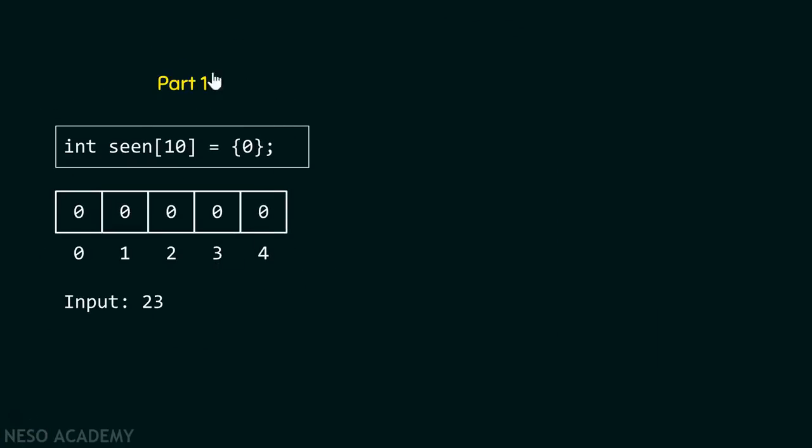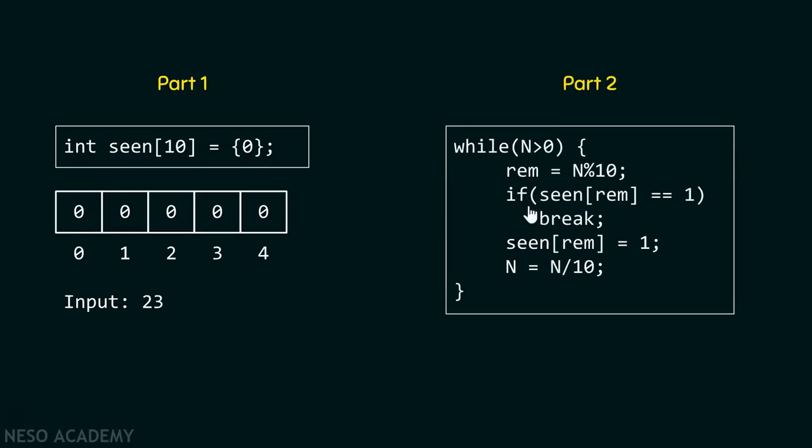Now, after understanding this part 1 of the program, let's try to understand part number 2. This is the main code of this program, the main logic. N depicts the value which is entered by the user. Let's suppose user inputs 23, then N contains value 23. Now as 23 is greater than 0, therefore condition is satisfied and we will come inside this while loop. And we will simply divide this number 23 by 10 and we will store the remainder inside rem variable.